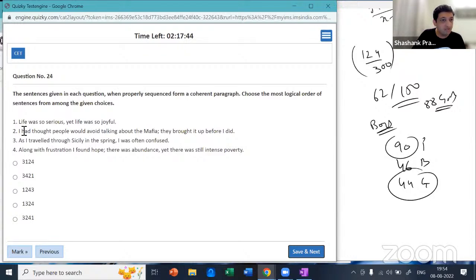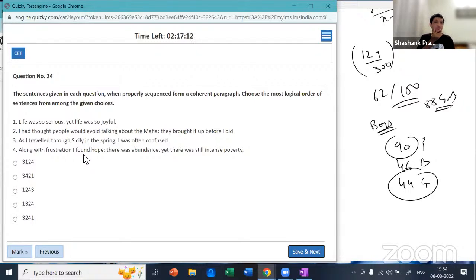Okay, 1, 2. Life was so serious, yet life was so joyful. I had thought people would avoid talking about the mafia. They brought it up before I did. Okay, 1, 2, 4. Along with frustration, I found hope. As I traveled, 3 is a bad number to end on. So 1, 2, 4, 3, not right. 1, 3, 2, 4. Life was so serious, yet life was so joyful. As I traveled, I was often confused. I had thought people would avoid talking about the mafia. They brought it up. Along with frustration, I found hope. There's abundance.